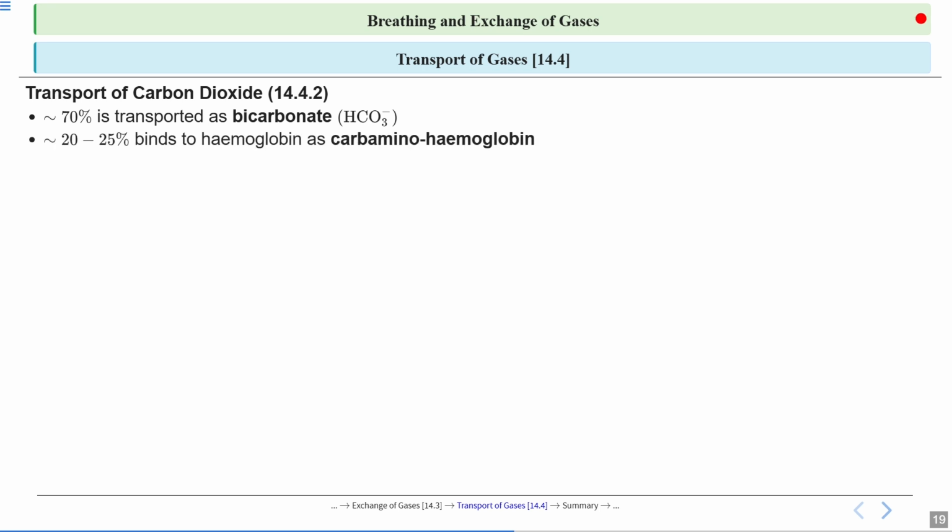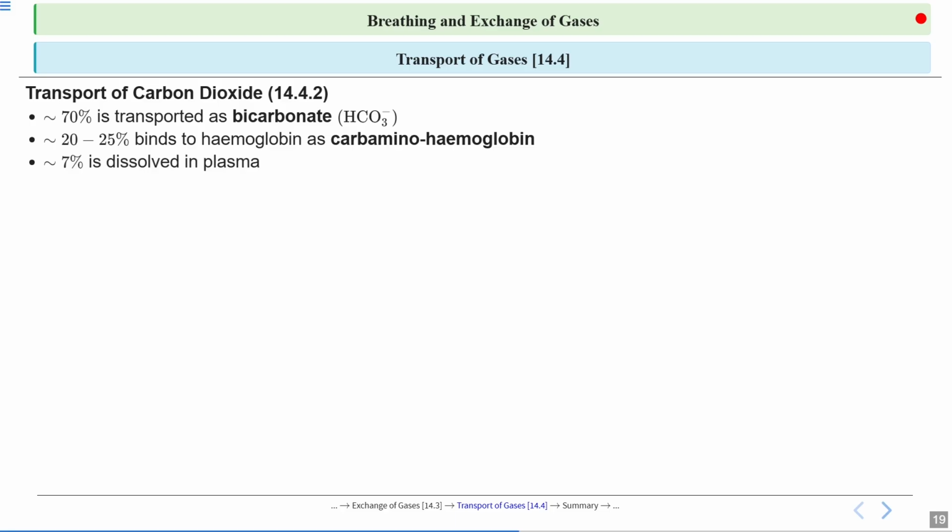70% is transported as bicarbonate, the HCO3 minus ion. 70% of it is transported as a bicarbonate ion, and 20 to 25% binds to hemoglobin. That is called carbaminohemoglobin.